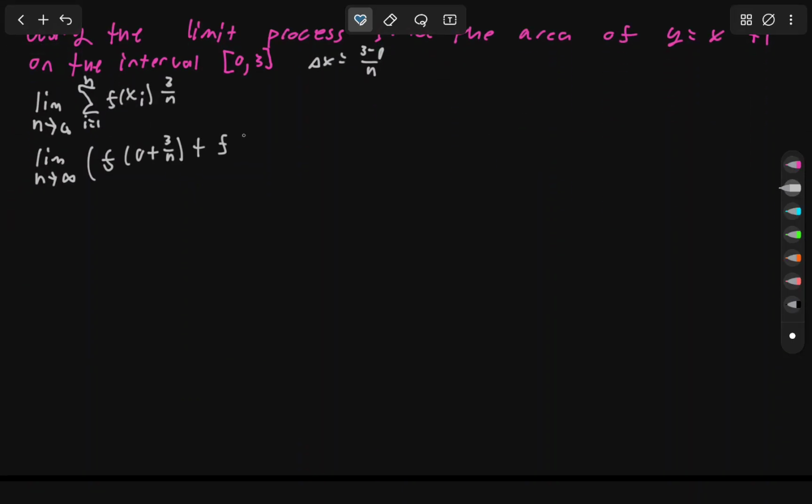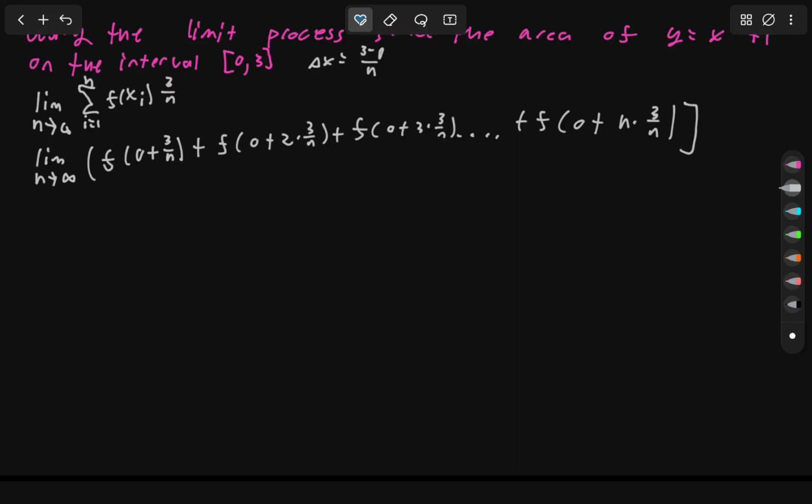So, we're going to then add f of 0 plus 2 times 3 over n. Plus f of 0 plus 3 times 3 over n. And we're just going to keep adding this until we reach f of 0 plus n times 3 over n. And now what I want to ask you is, what is the value of n times 3 over n? That is just 3. So we can clearly see that our x values have made it to the end of the interval. But we're not done yet.